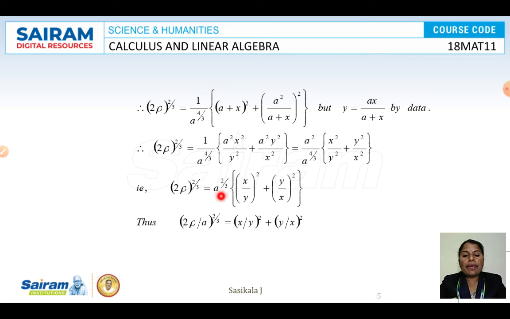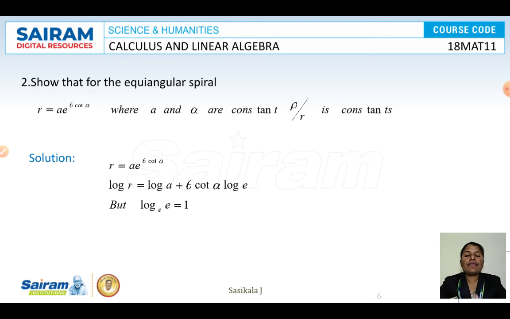Okay. So a to the power 2 by 3 you can take to the left side, since we need to prove in that format. That's why. Okay. So (rho by a) the whole power 2 by 3, which is (2 rho by a) the whole power 2 by 3, is equal to (x by y) the whole square plus (y by x) the whole square. So hence we have proved from the given curve.